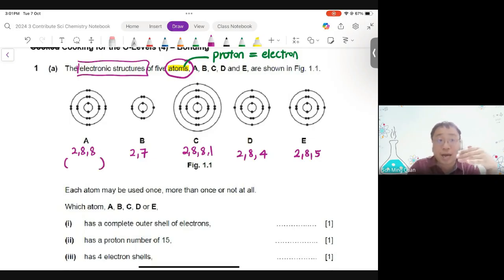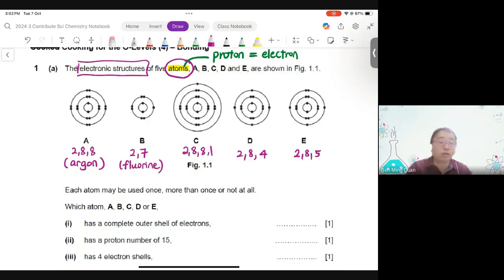So A, 2,8,8, there are 18 electrons. Therefore, there are 18 protons as well. Right? So 18 means which element is this? You go to the periodic table, you find element number 18. Element number 18 is argon. I will always write down the name of the element. Why? Now, why will become immediately obvious after we look at some of the questions.